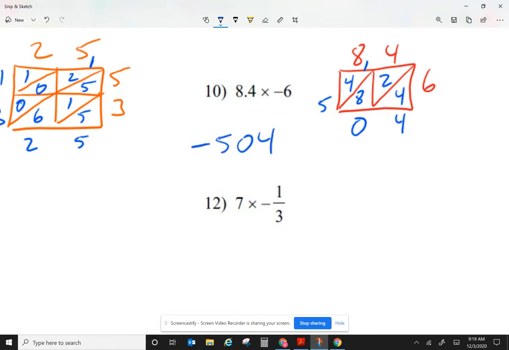When it comes to the sign, it is negative because my signs were different. When it comes to decimal place, I only have one decimal place on my numbers. So my result should only have one decimal place. And my answer is negative 50.4.